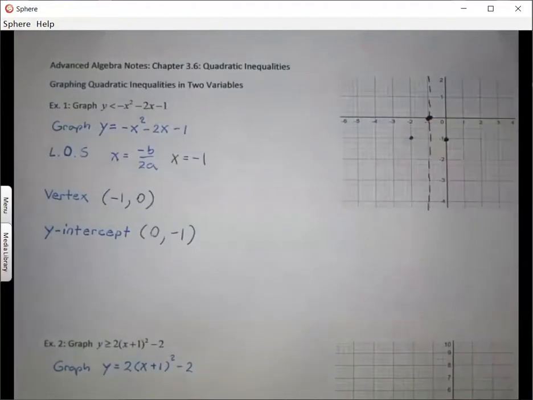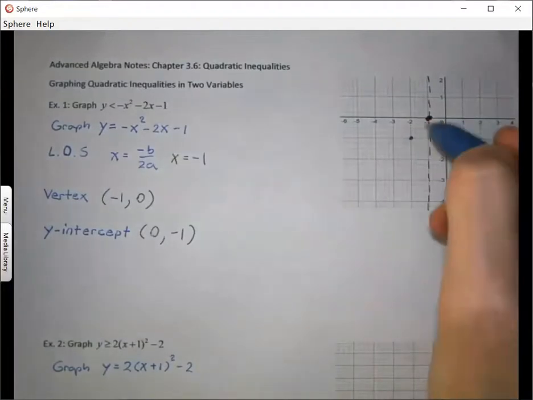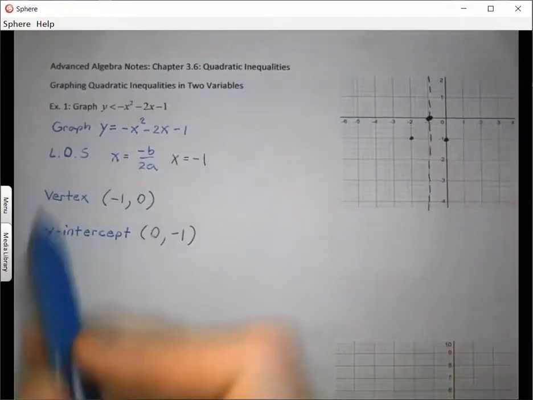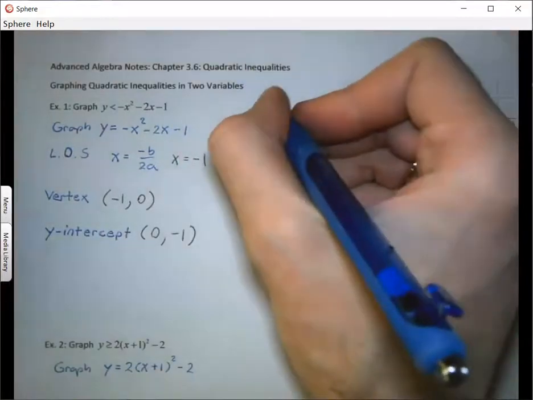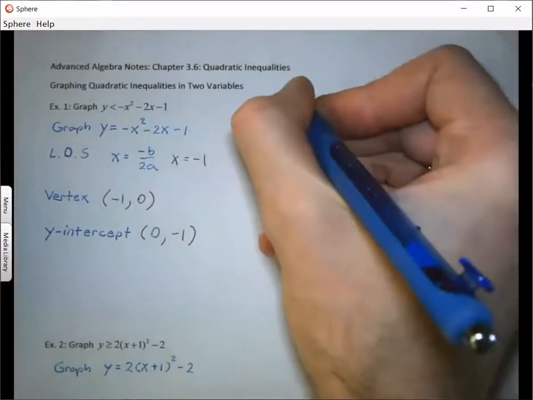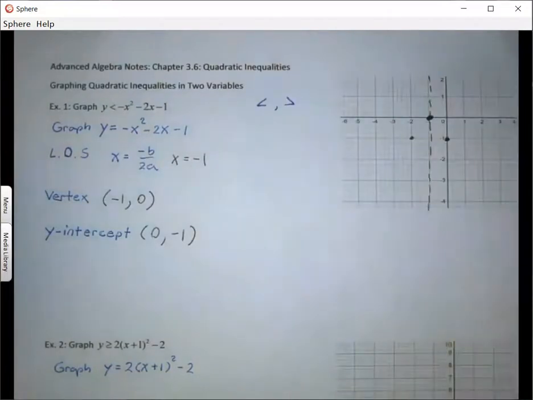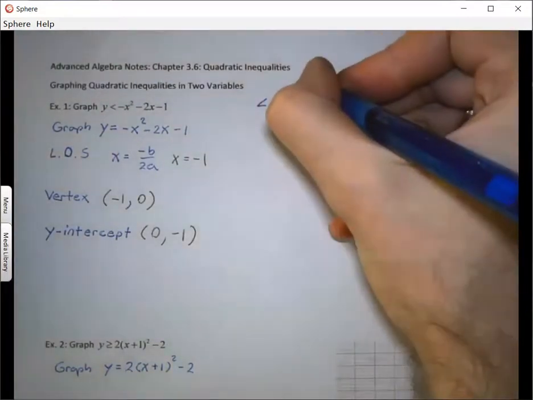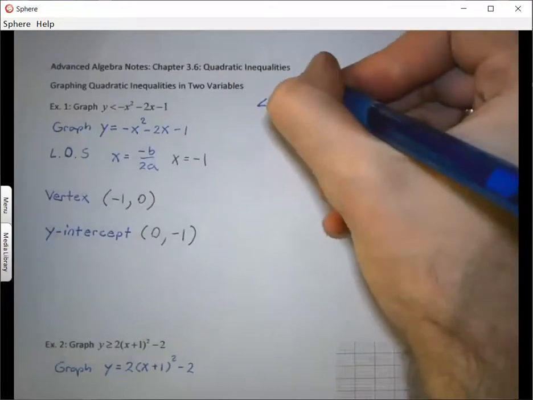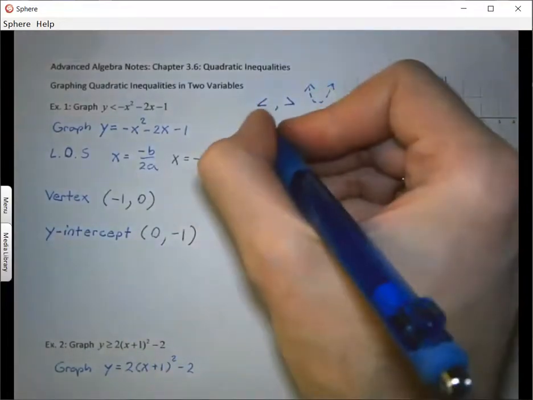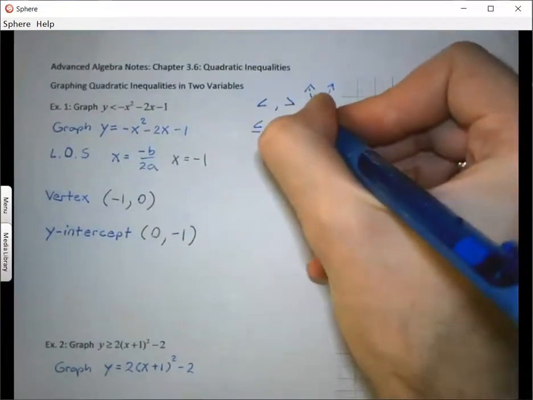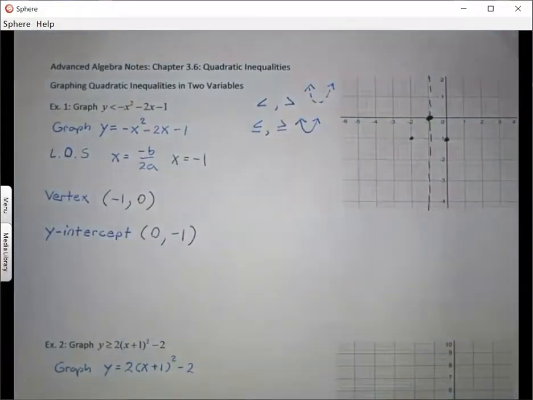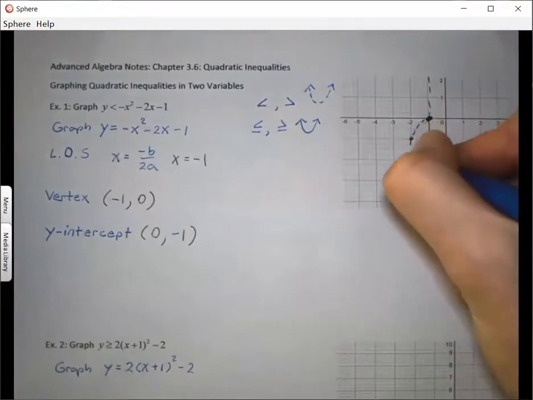Now before we draw in our parabola, we need to consider our inequality. If it is strictly less than or greater than, we're going to need to use a dotted line. If it's less than or equal to or greater than or equal to, then we can use a solid line. So here we have strictly less than, dotted line.